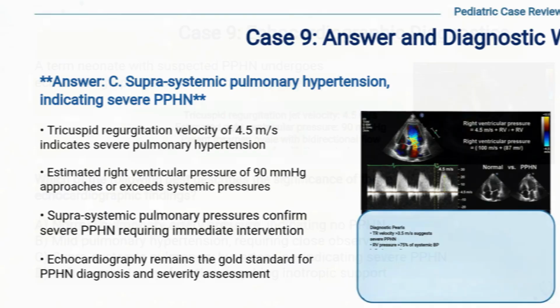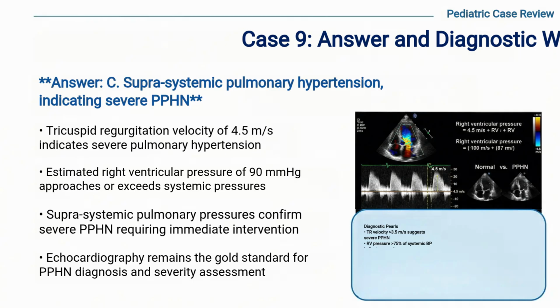The correct answer is option C. Suprasystemic pulmonary hypertension indicating severe PPHN. A tricuspid regurgitation jet velocity of 4.5 meters per second indicates very high right ventricular pressure. An estimated right ventricular pressure of 90 millimeters of mercury approaches or exceeds systemic blood pressure, confirming suprasystemic pulmonary hypertension.